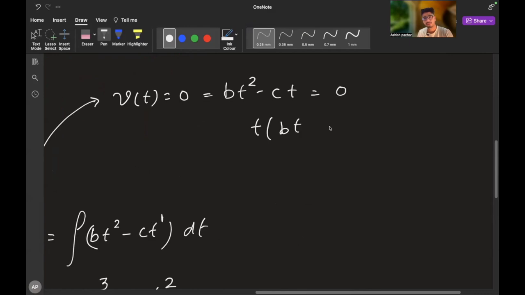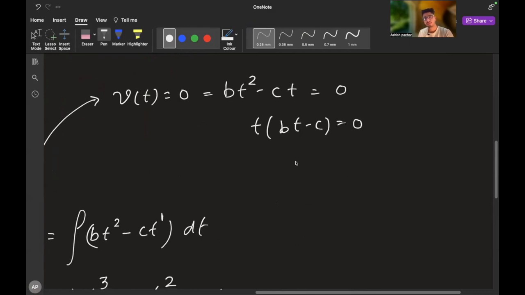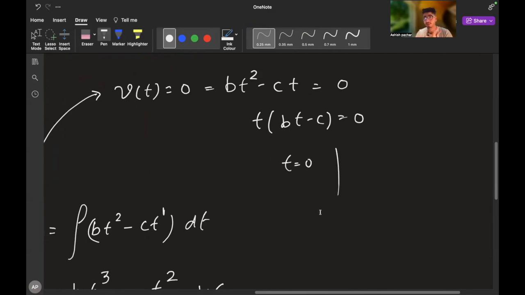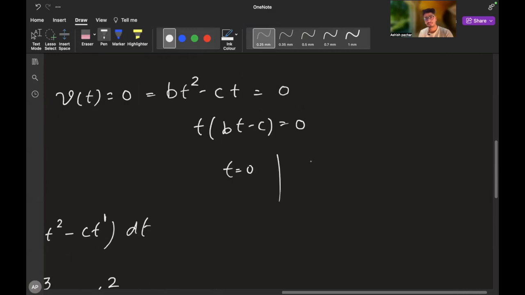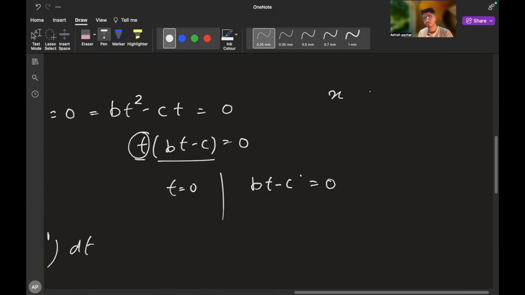The t value is such that when the time is 0, the displacement is 0, as we know. And the next one is t, this expression is 0. When the product of two values is 0, it means either this has to be 0 or this has to be 0. So we just put the factors equal to 0.